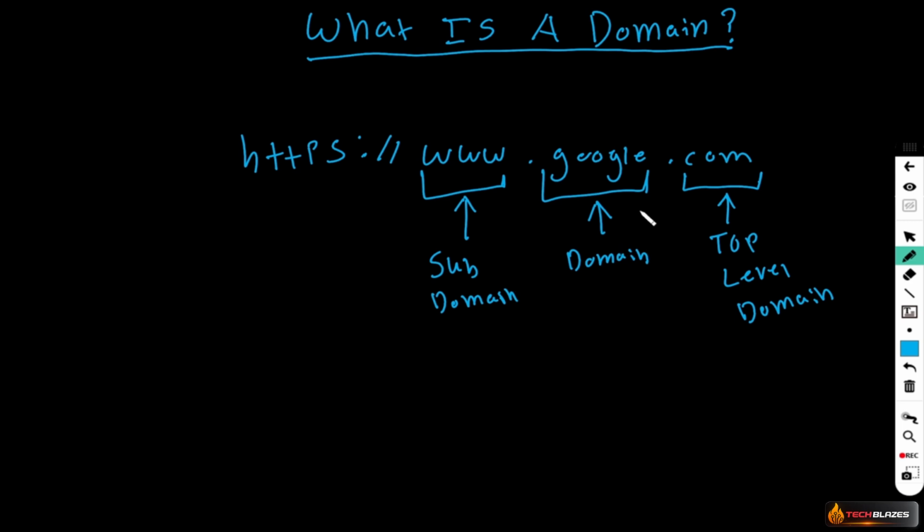Google, so anything in this position here can also be referred to as a second level domain. So if you hear anybody talk about domains and second level domains, know that they're talking about the exact same thing. So a subdomain can be anything really. This could be apps.google.com.